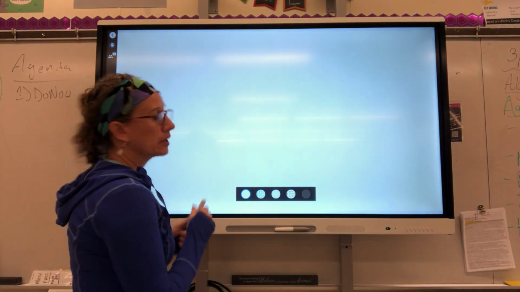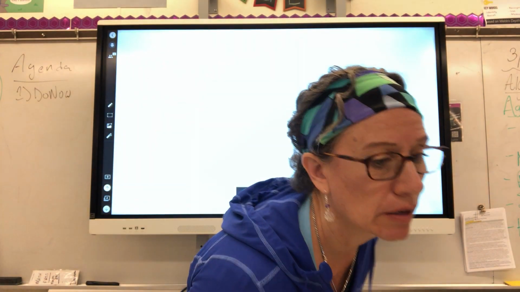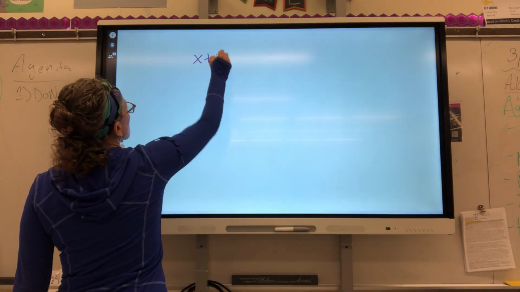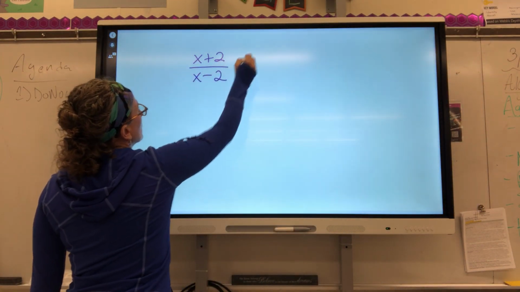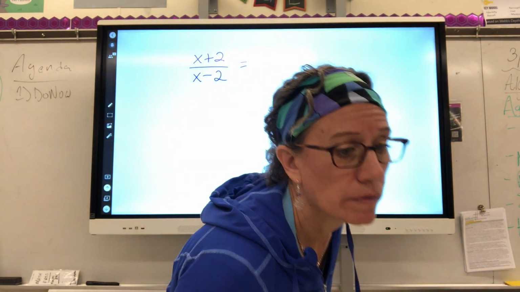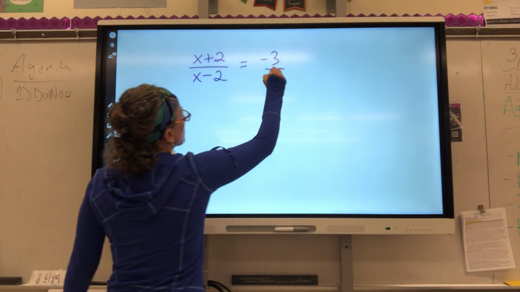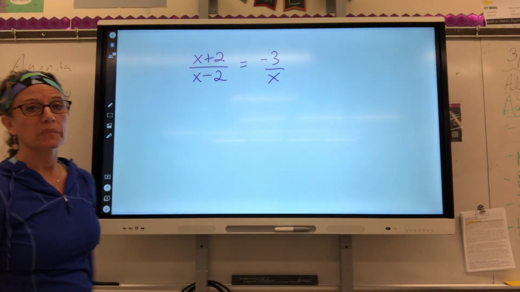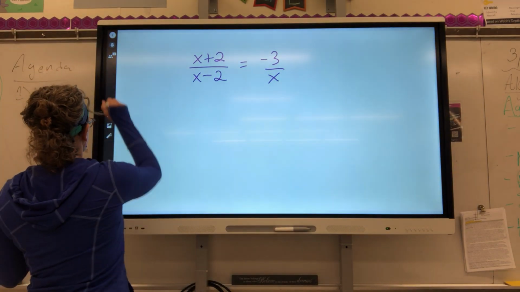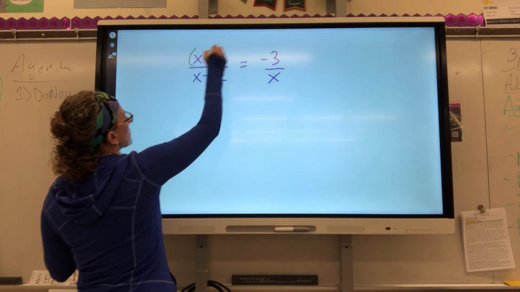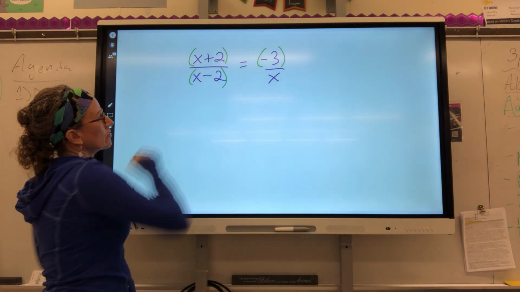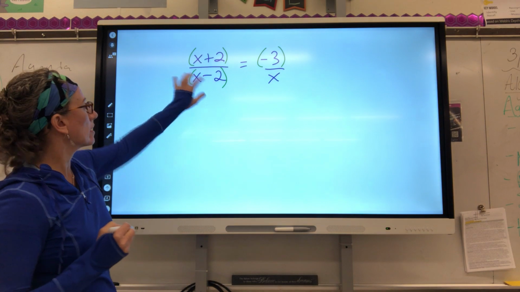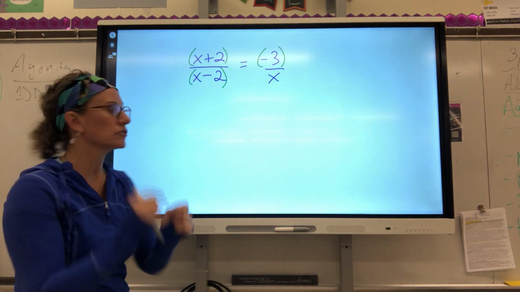Okay, in this one I'm going to have a binomial in the numerator as well as the denominator. Let's see, so x plus 2 divided by x minus 2 equals -3 divided by x. Okay, binomials, don't forget, we're going to surround everything with parentheses. And I'm going to put parentheses around this as well because that's a unit. I have to think of that as that whole piece, x minus 2.